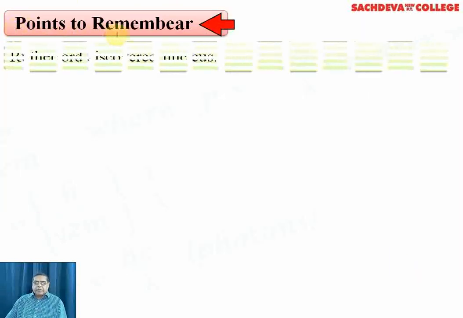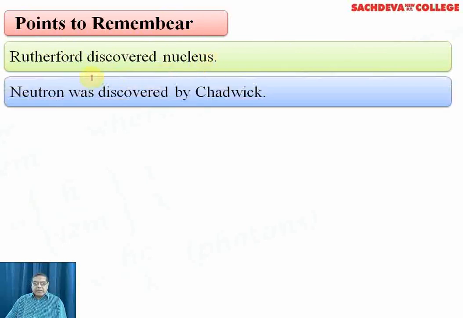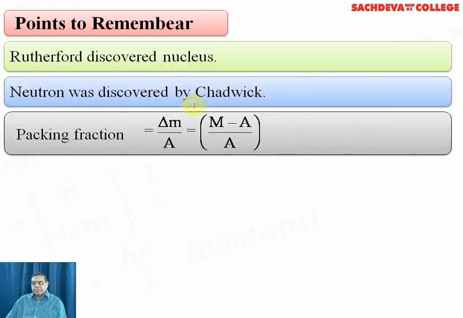Now there are important points to remember. The discovery of the nucleus is due to Rutherford. Rutherford discovered the nucleus during the alpha scattering experiment. The neutron was discovered by Chadwick, during disintegration of 4Be9 by alpha particles.